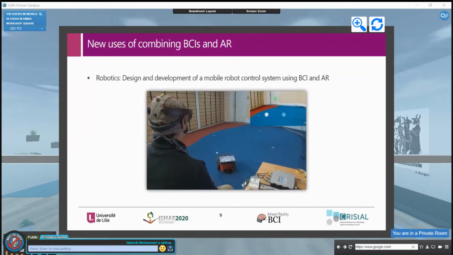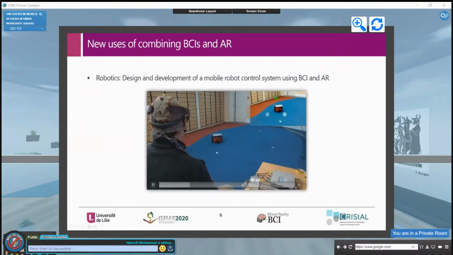And so in the end, what we wanted to try was to aggregate all these results into a functional prototype of controlling a mobile robot. Here the user, using only SSVP, could focus on one of the targets in order to move the robot in this predefined shape. And our results were really encouraging.